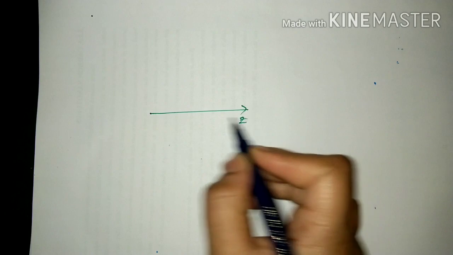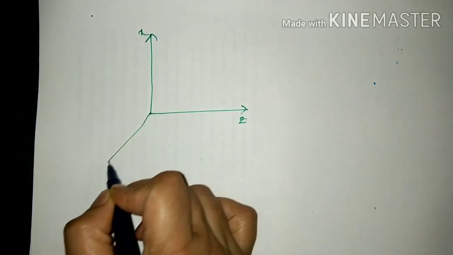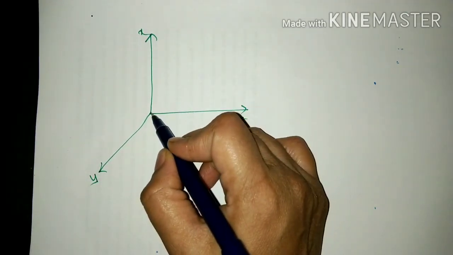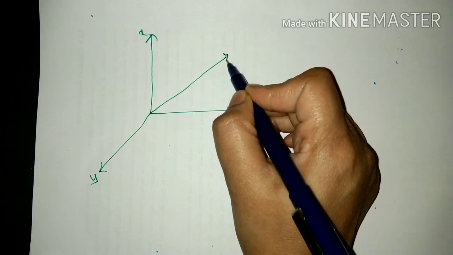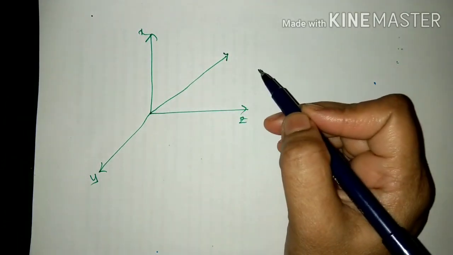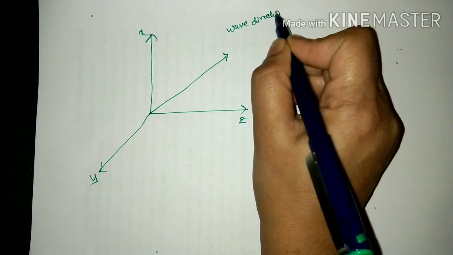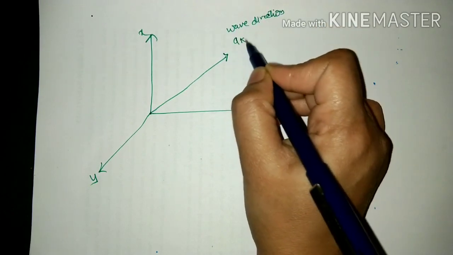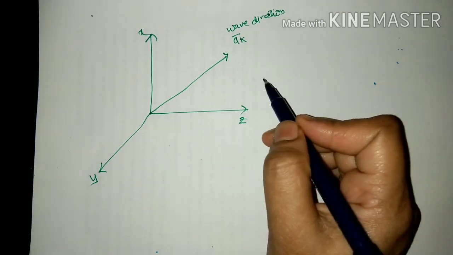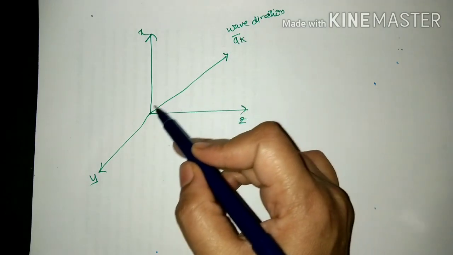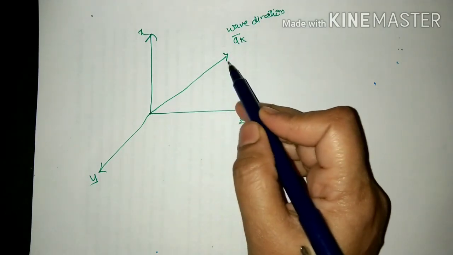So if you consider the coordinate system X, Y, Z, let us consider the wave is propagating in some arbitrary direction. Let this be the direction in which the wave is propagating. So this is the wave direction. The unit vector along the wave direction is given by a_k. So how do we represent the unit vector along the wave direction?